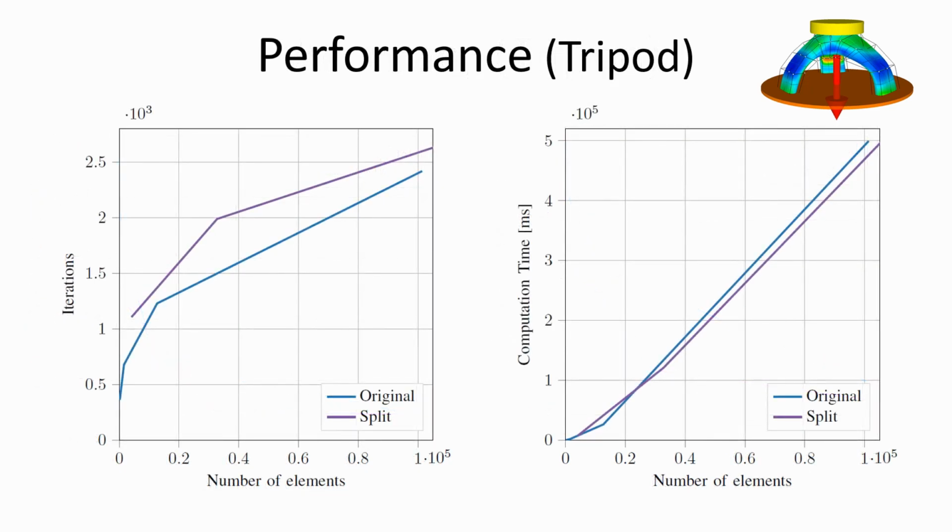At the same time, the number of iterations required by the solver is increased due to the newly introduced extraordinary edges and vertices. However, the additional iterations can be performed in less time due to the improved parametrization quality, resulting in an almost identical computation time than without the splitting.